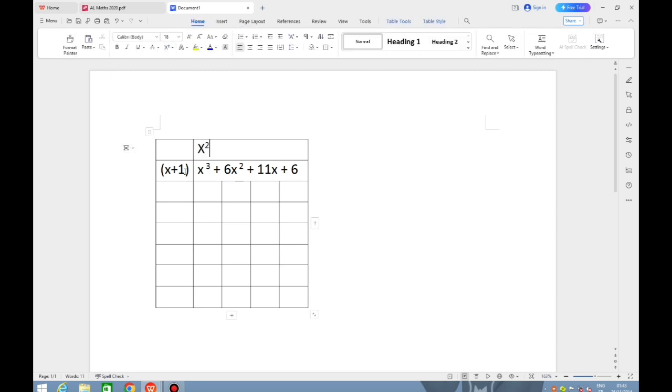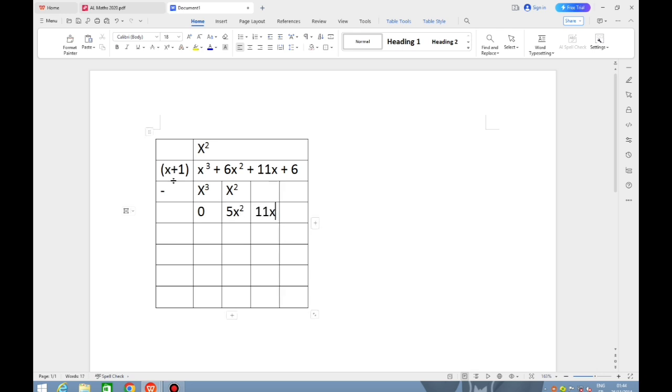x squared times x is equal to x cubed, and x squared times 1 is equal to x squared. Now we're going to do a subtraction. x cubed minus x cubed is equal to nothing. 6x squared minus x squared is equal to 5x squared. Now we continue the division. You bring down this 11x, and we continue with the division.